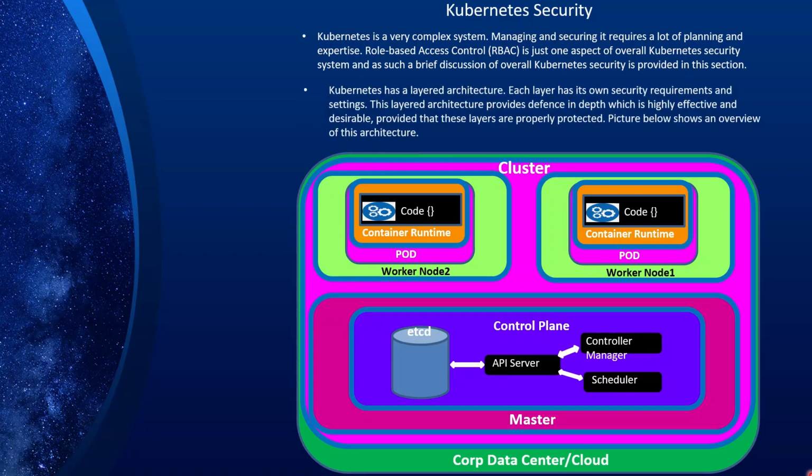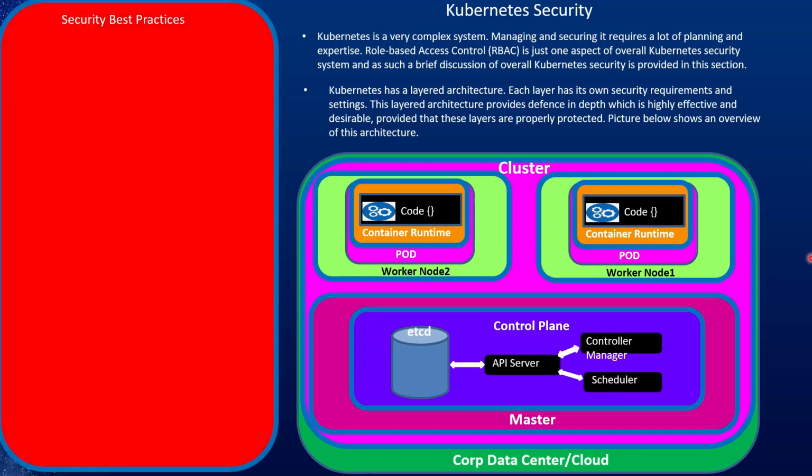Kubernetes has a layered architecture, as we can see from the picture below. Each layer has its own security requirements and settings. This layered architecture provides defense in depth, which is highly effective and desirable, provided that these layers are properly protected. So let's talk about some of the security best practices regarding these layers.